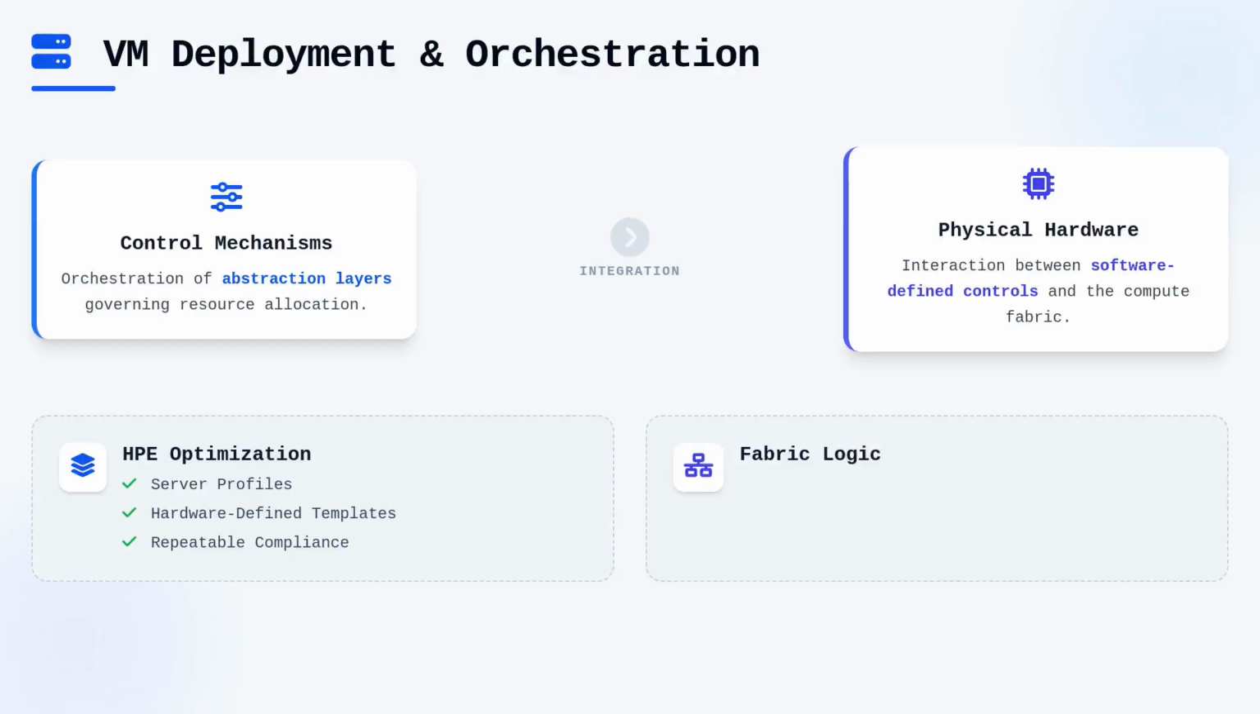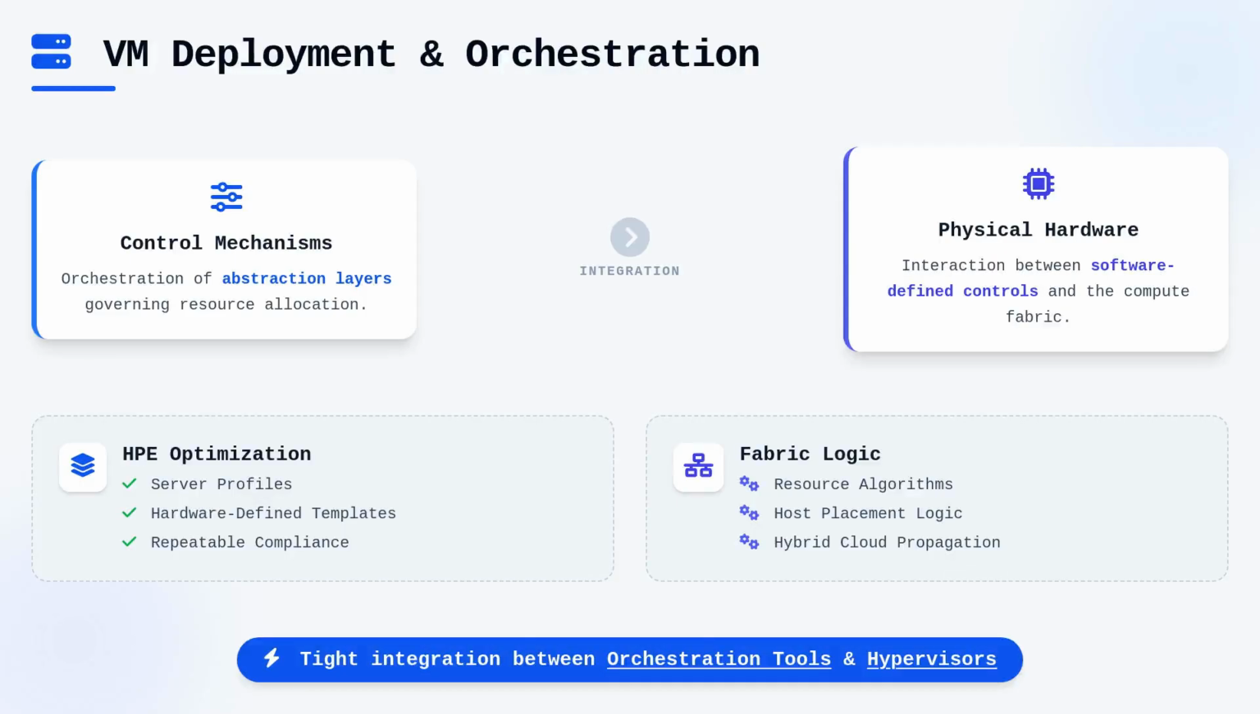We must consider the underlying resource algorithms that dictate host placement, as these algorithms directly influence the distribution of workloads across your compute fabric. Efficient deployment relies on the tight integration between orchestration tools and the hypervisor, ensuring that metadata, storage attachments, and network configurations are propagated correctly across the hybrid cloud ecosystem.